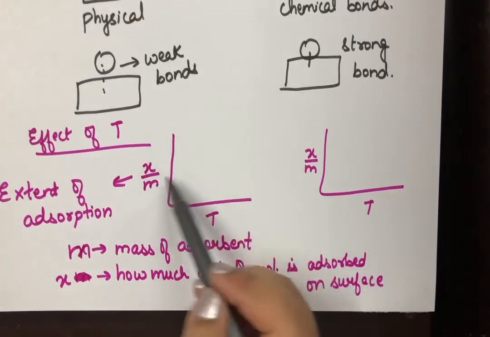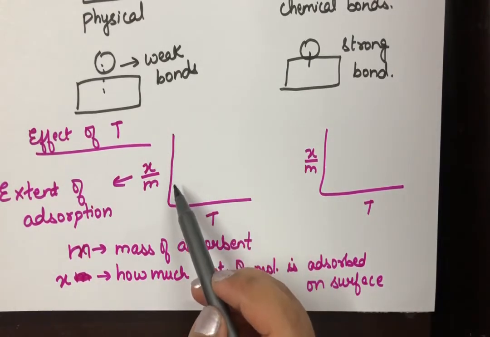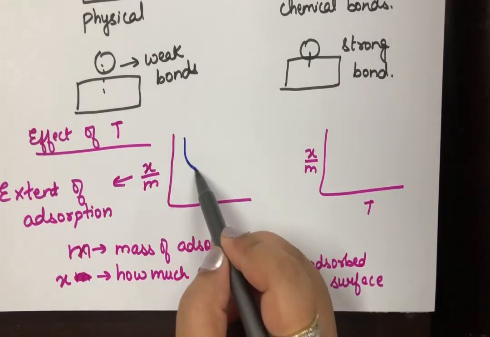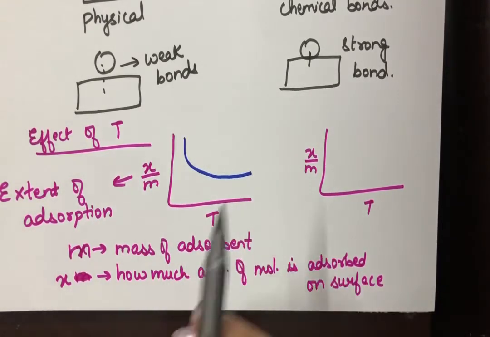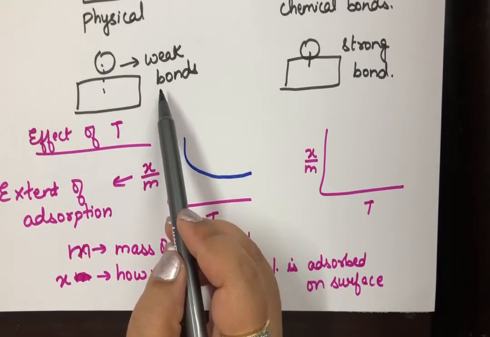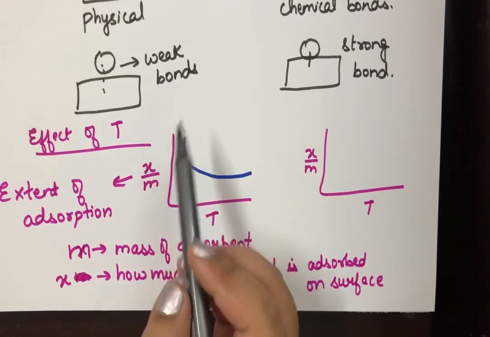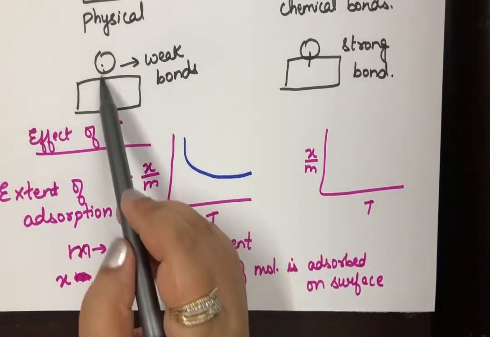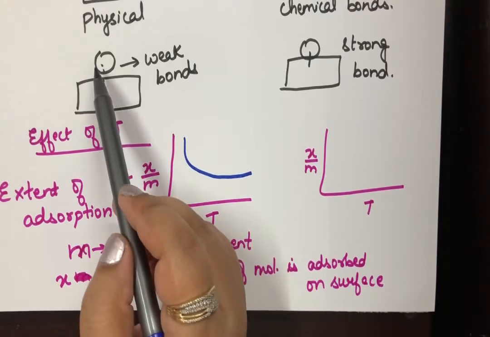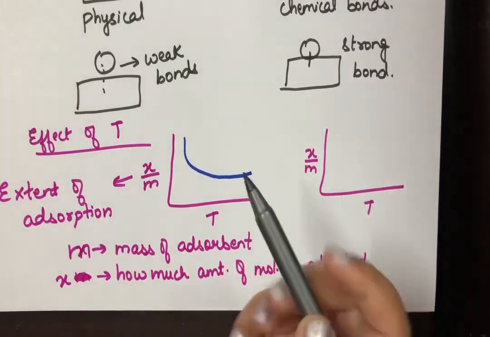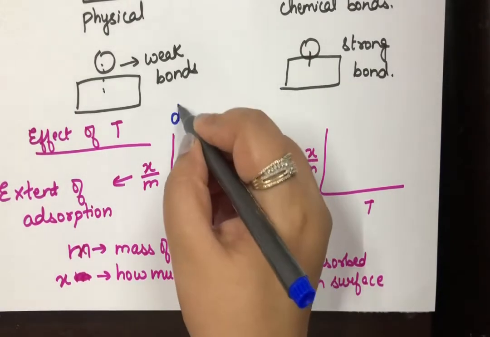Let's first talk about physisorption. Now, as you are going to increase the temperature, the extent of adsorption decreases. The graph is going to be like this. Now, why? You remember that we talked about physisorption having weak bonds between them. So, if you are increasing the temperature, the molecules go away from the surface. They are weakly bonded to the surface. So, the moment you increase the temperature, they go away from the surface. So, if they are going away from the surface, what will happen? Desorption will happen.